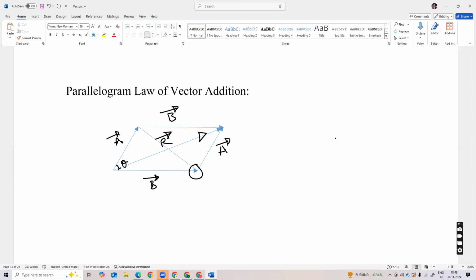So the one thing we have done here is we have matched the tail of vector A with the head of vector B, and then the line which is joining the tail of vector B to the head of vector A is basically our resultant.